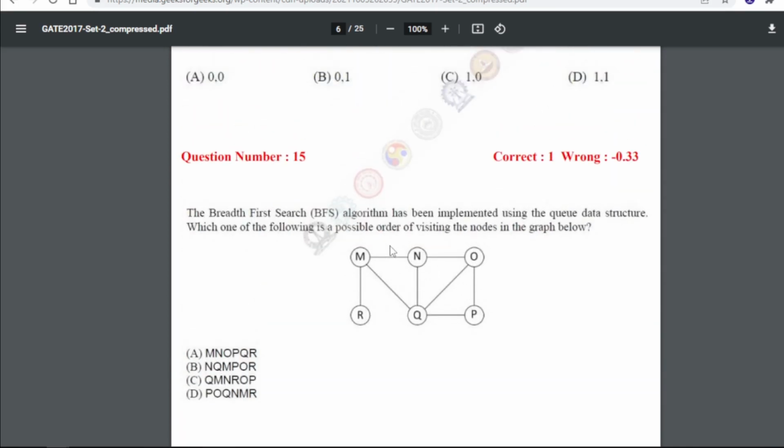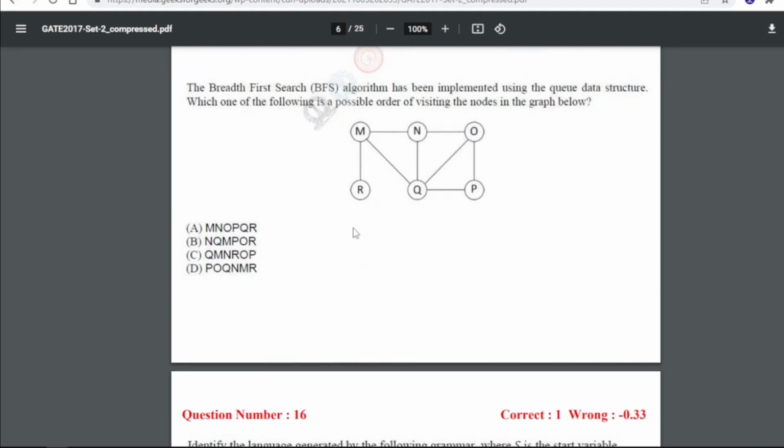Question number 15 is the BFS algorithm has been implemented using the queue data structure. Which one of the following is a possible order of visiting the nodes in the graph below? Alright, so we have to apply BFS and we will have to get the possible order. So you can take any start node, like you will have to go with the options only. Let's start with M. So what happens in BFS is first in first out, right? So in M we will store R, Q, N.